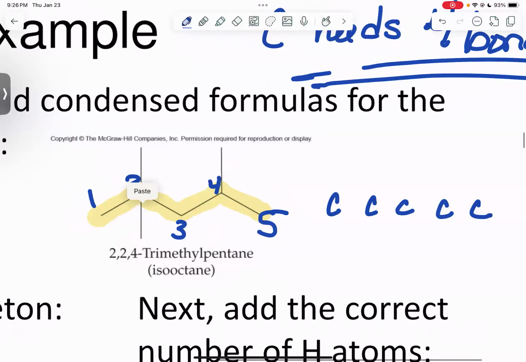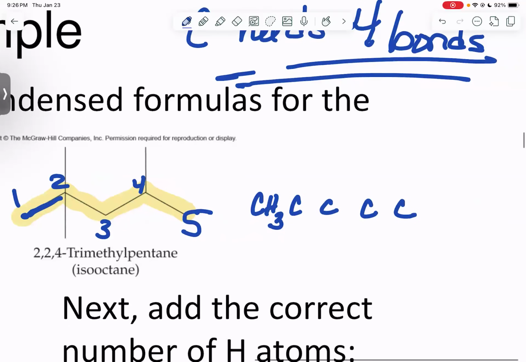Now, look at carbon number 1. How many hydrogens does carbon number 1 need? Well, it's got 1 bond to a carbon, so it needs 3 hydrogens. So that would be a CH3. And I'm probably going to need a little more room. Okay, so I got a CH3.